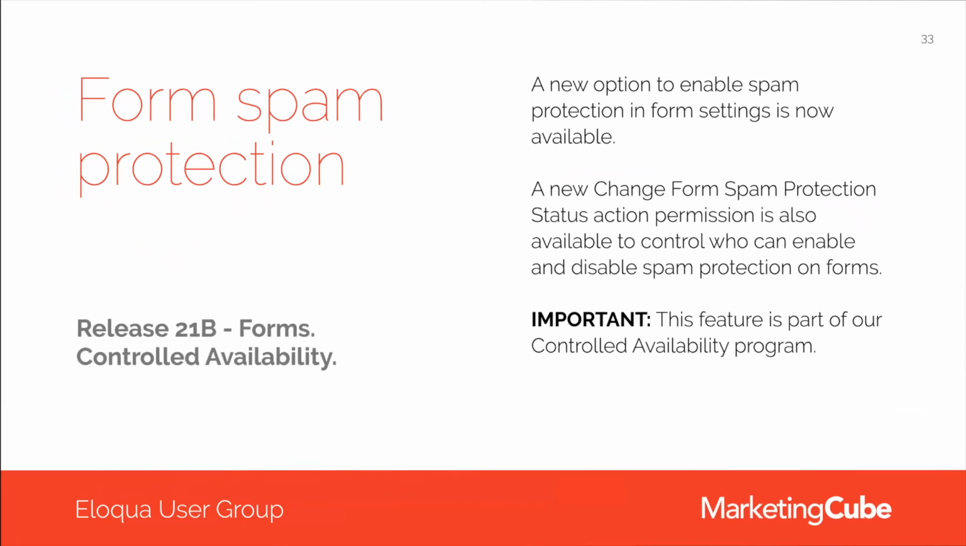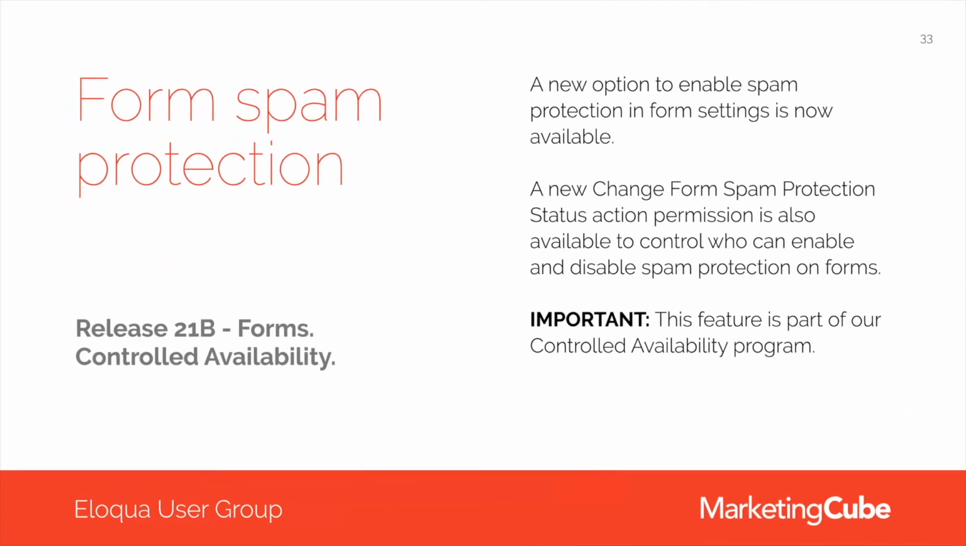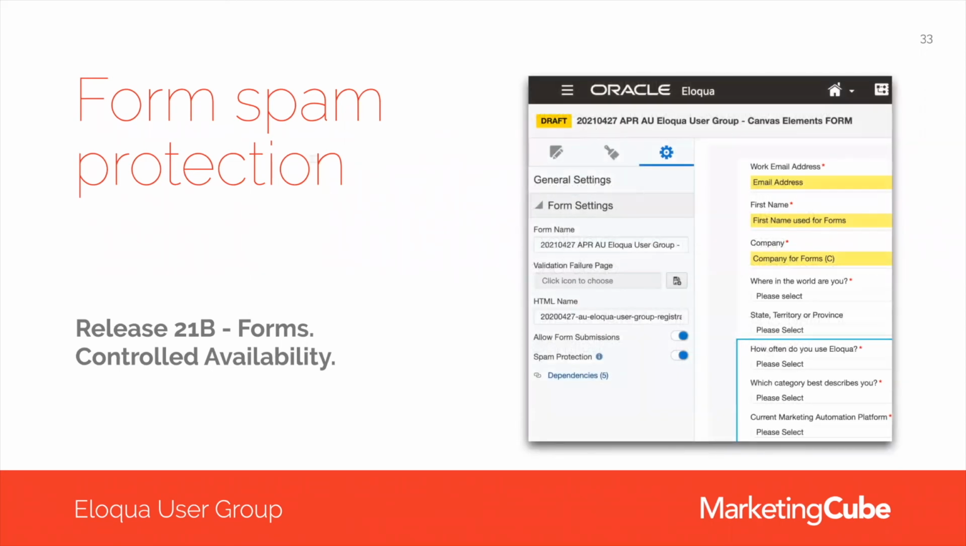Probably one of the most exciting features with 21B is the controlled availability. All that means is that you need to jump in and log a service request with Oracle to have them activate this particular feature on your instance. It's simply called form spam protection, and you will find information in the Help Center already about this. But this is essentially what it looks like.